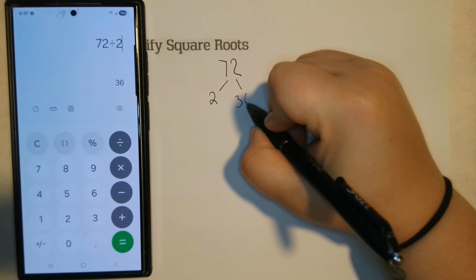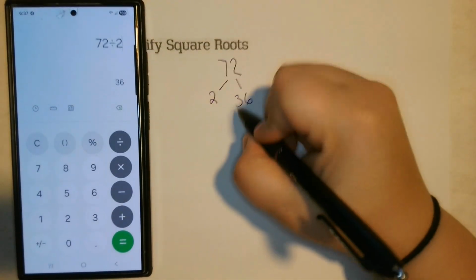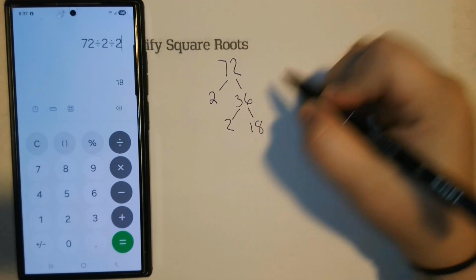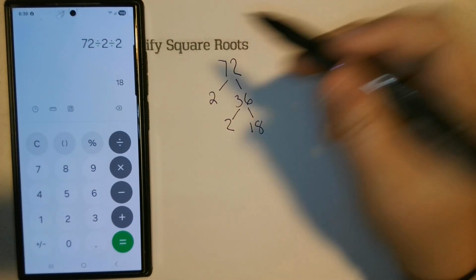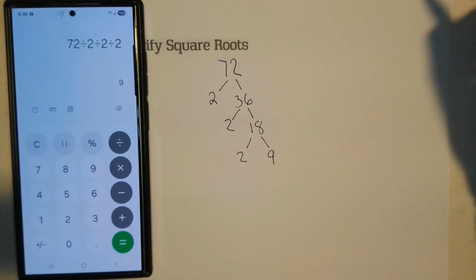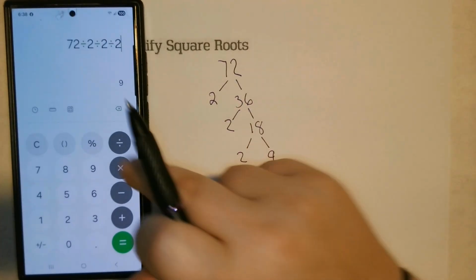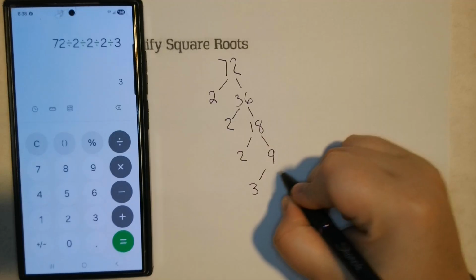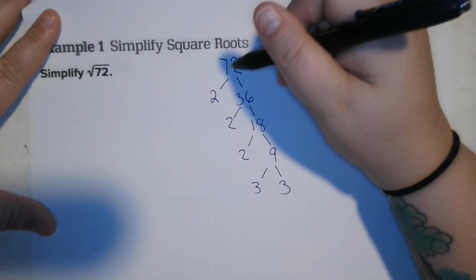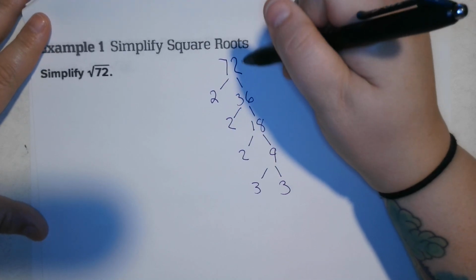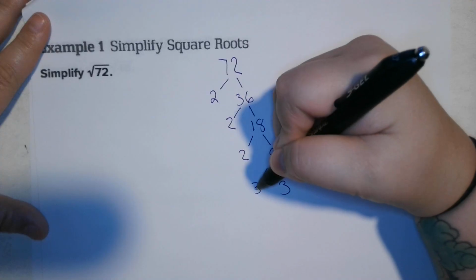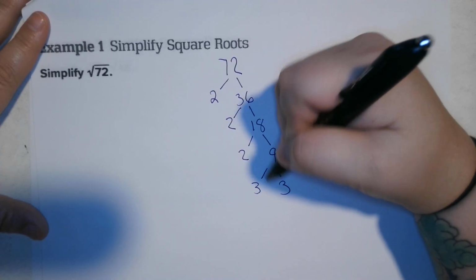The answer is 36. 36 is also even, so I can divide by 2 again. The answer is 18. 18 is also even, so I can divide by 2 again. This time I get 9. 9 is not divisible by 2, but I know that it's divisible by 3, and that gives me the answer 3. Okay? I'm going to ignore all these other numbers. I only care about these prime numbers on the outside. It kind of makes a little check mark or a little shoe.